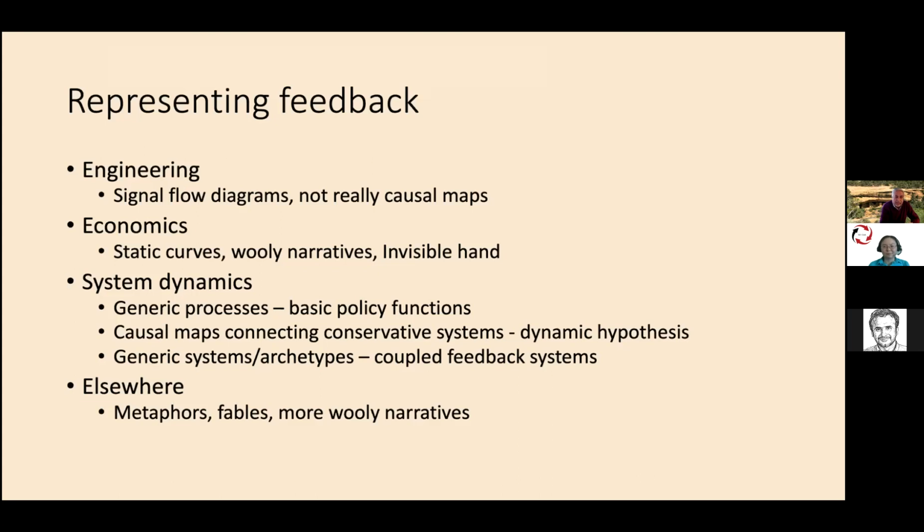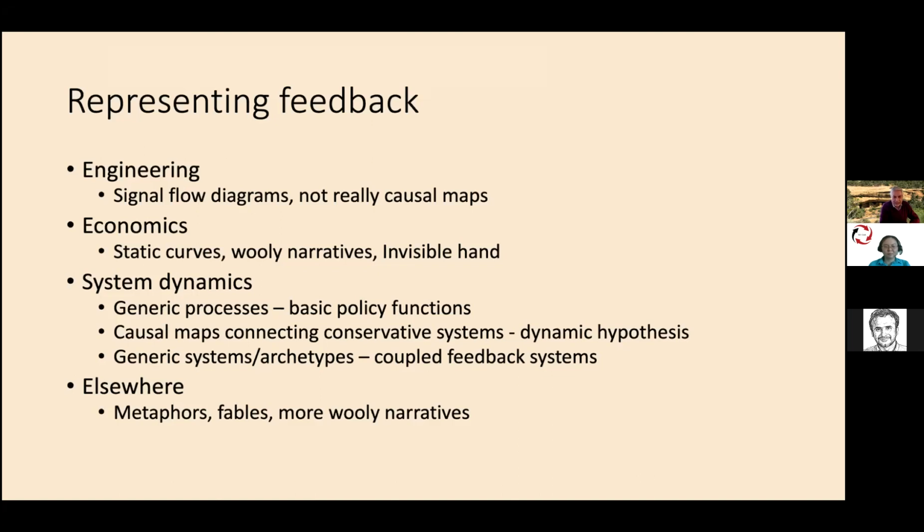In system dynamics, there are minor feedbacks in the basic policy functions, which I think Barry Richmond was first to call generic processes. These are the decision rules like compounding, draining, stock adjustment, which are driven by minor feedback loops. And then we have causal maps connecting conservative systems.